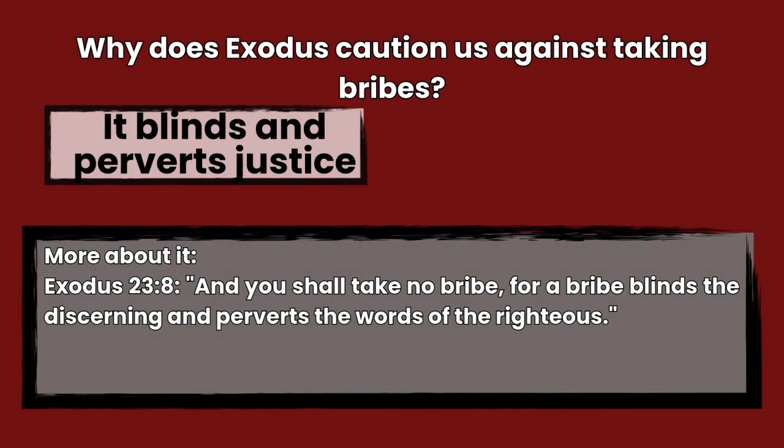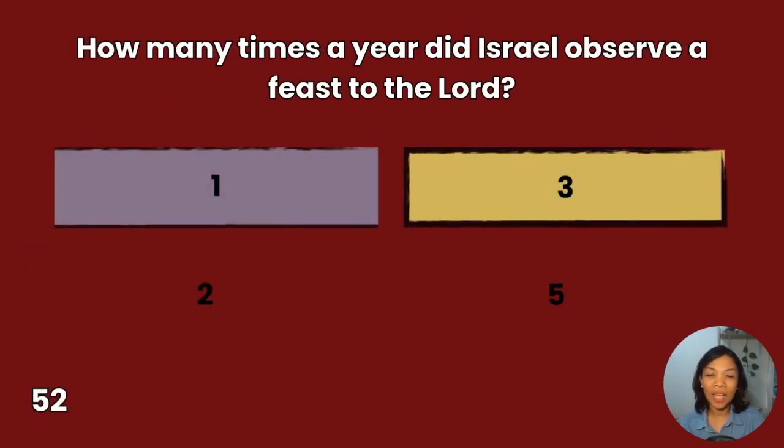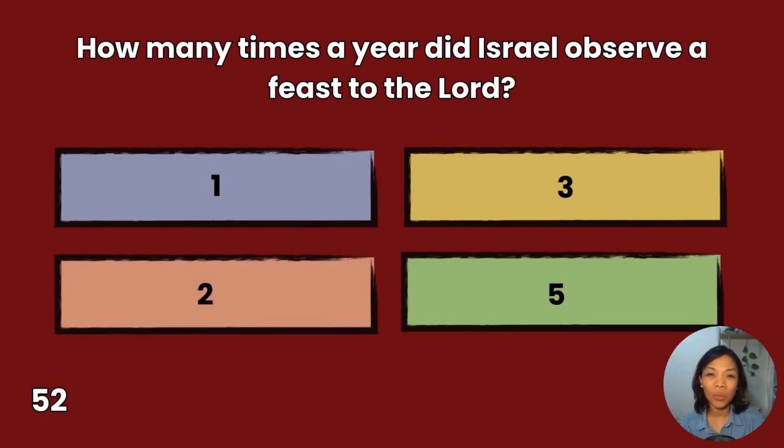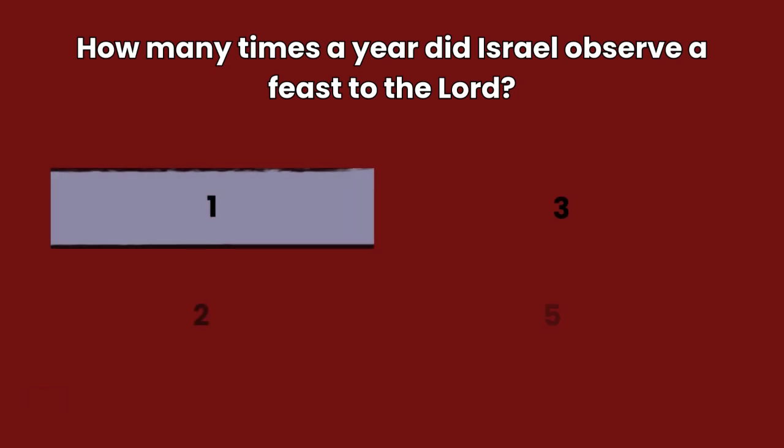The answer is, it blinds and perverts justice. Exodus 23:8. And you shall take no bribe, for a bribe blinds the discerning and perverts the words of the righteous. 52. How many times a year did Israel observe a feast to the Lord? 1, 2, 3, 5. You have 10 seconds to answer.